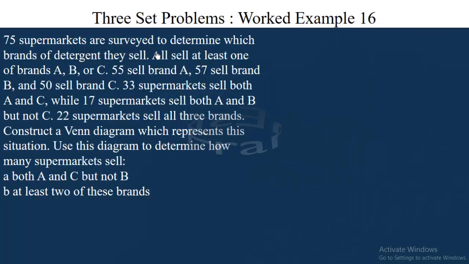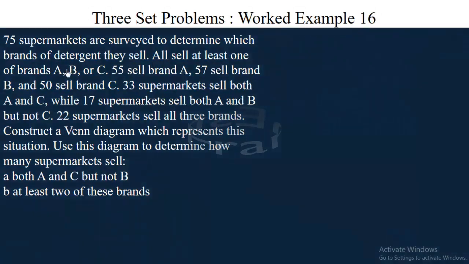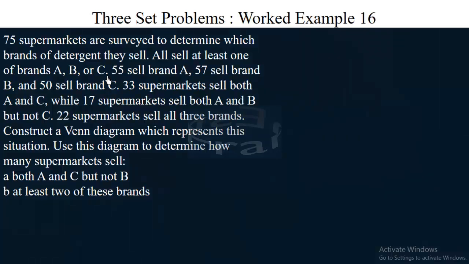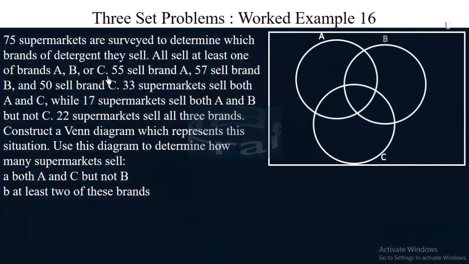75 supermarkets are surveyed to determine which brands of detergents they sell. All sell at least one of brands A, B, or C. So our intersection is again not empty. So now 55 sell brand A. So the number of people selling brand A is 55. Then 57 for brand B. Then 50 for brand C.